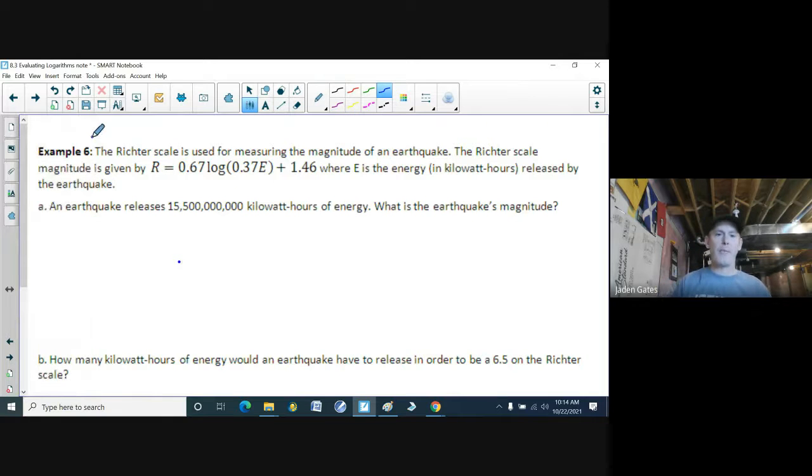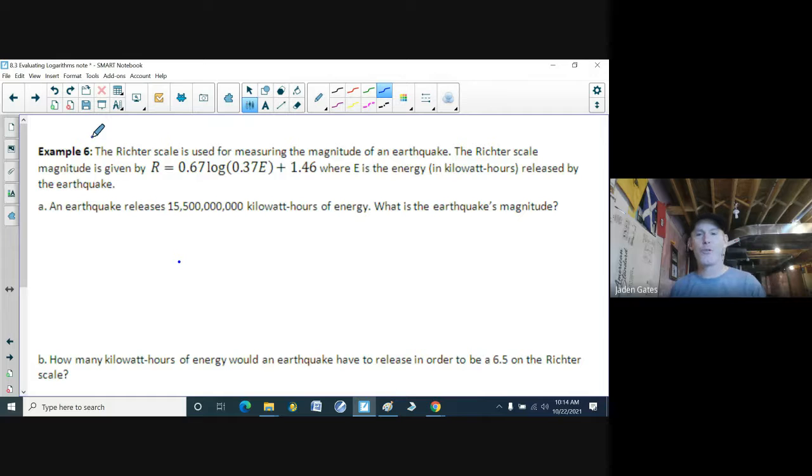All right. Example 6. Now, this is real. I love science, real information. I always try to incorporate interesting, real information when we're dealing with equations. But this is true. The Richter scale for earthquakes.